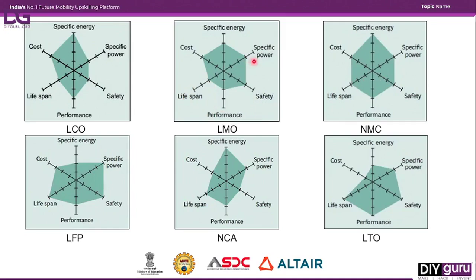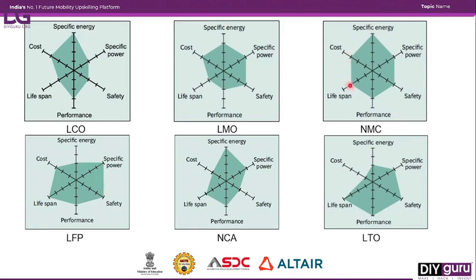LMO batteries are more used in vehicles like the Chevrolet Bolt, the Audi and the BMW i3. Manufacturers use LMO because if you want instant acceleration, LMO can provide a good amount of current because of its high specific power. So with LMO we get a good amount of acceleration.